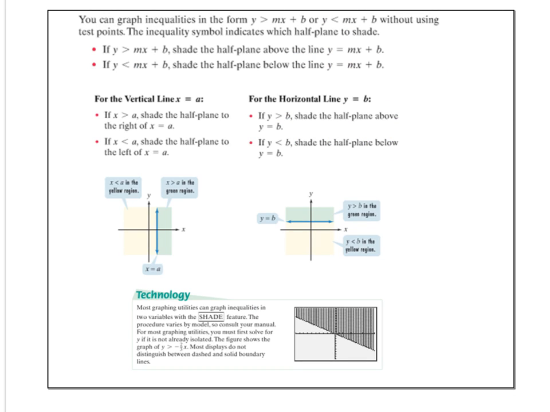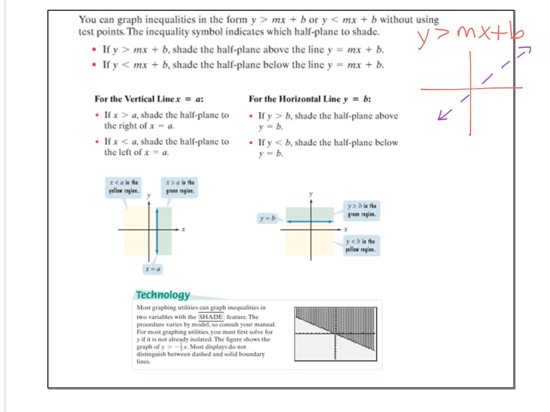Okay, so without having to pick test points, you can just look at them and realize what side you need to graph. If you have it in y equals mx plus b form, if it's greater than mx plus b, then you're going to graph the half plane above the line. So we might have an equation, so this is y is greater than mx plus b. So I might have a dashed line like this.